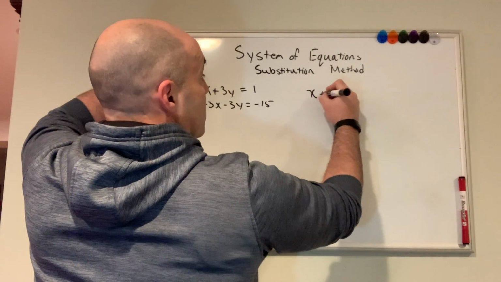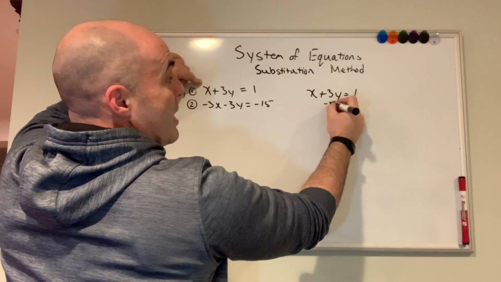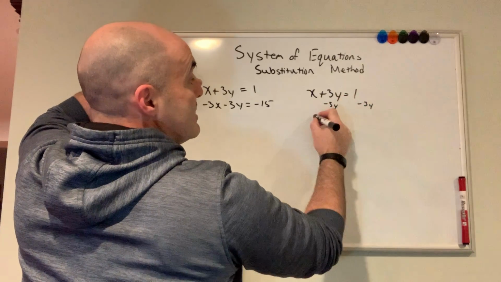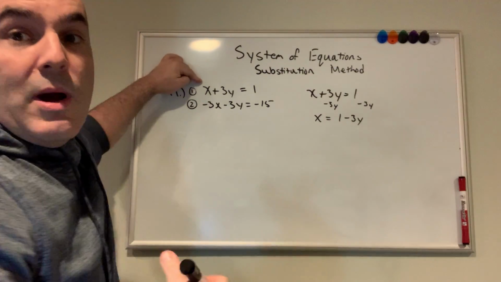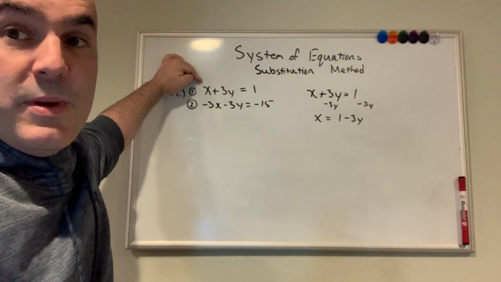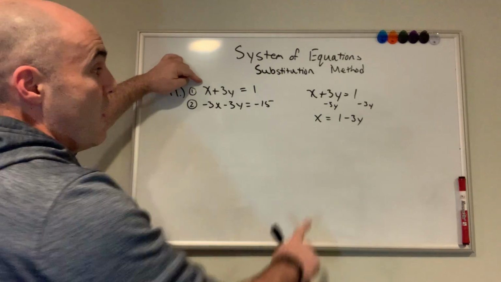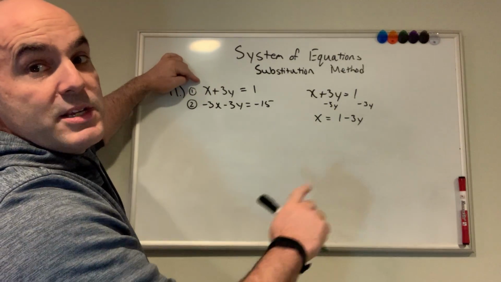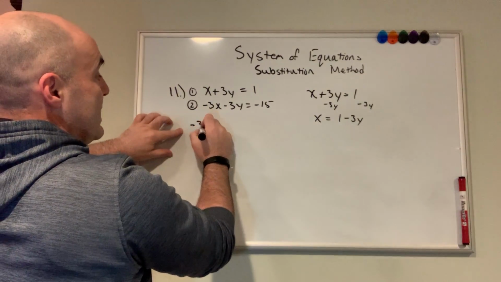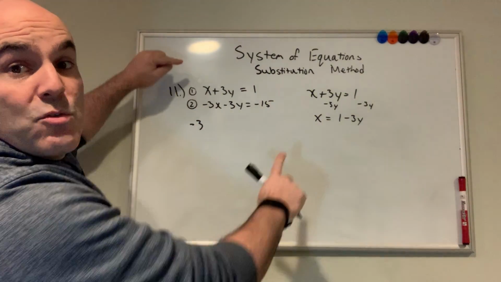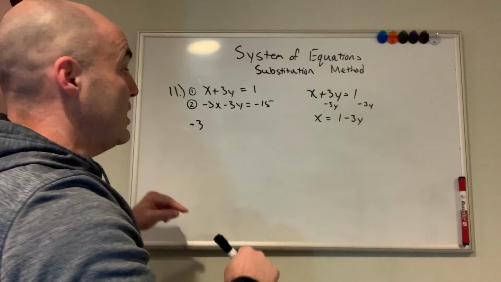So x plus 3y is equal to 1. I'm going to subtract the 3y from both sides. And I'm not graphing this, so I don't need this in a y equals mx plus b form. I'm just merely substituting one into the other. So now that I know what x is, 1 minus 3y, I'm going to substitute that in anywhere I see an x in the second equation. Since I rearranged the first equation, I'm going to substitute that value into the second equation.